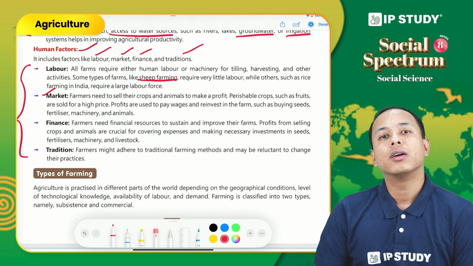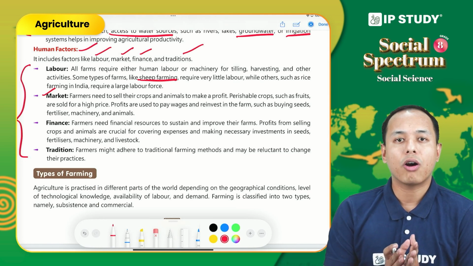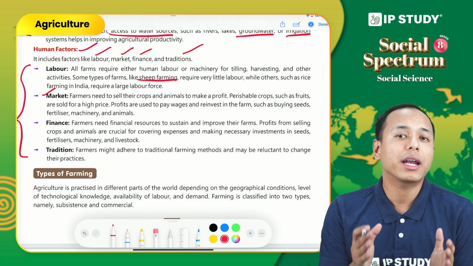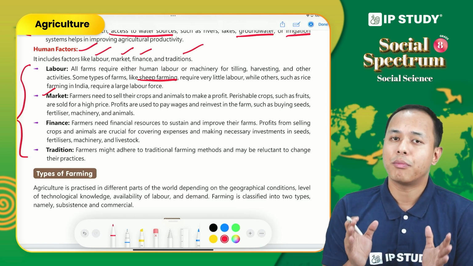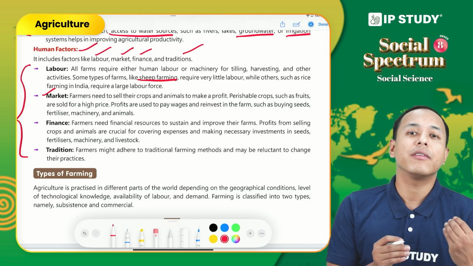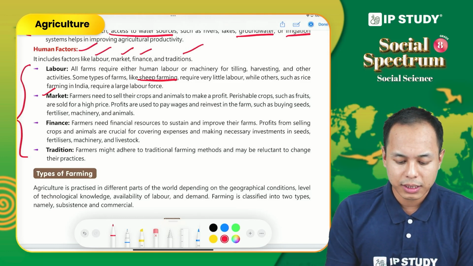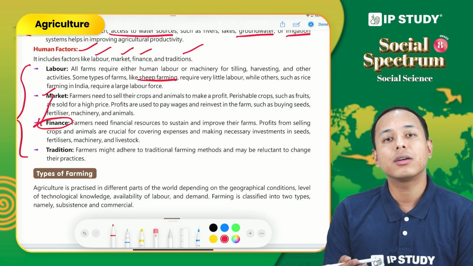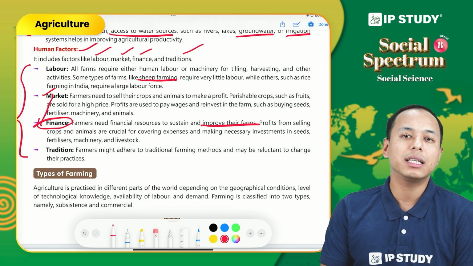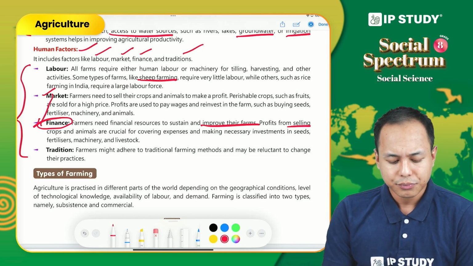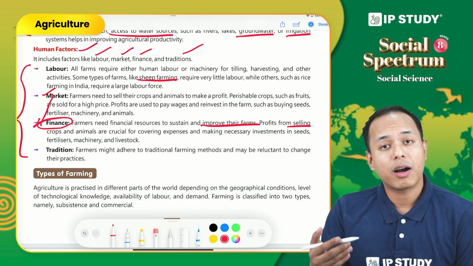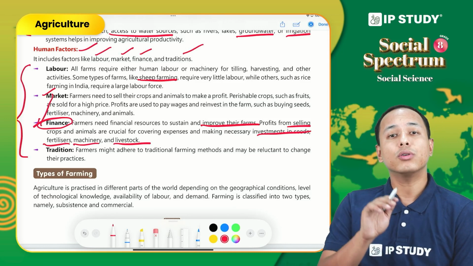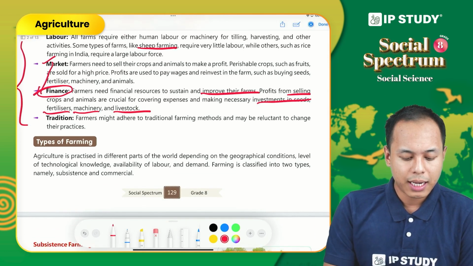Secondly, market. Once we cultivate a particular crop, it is possible that we get surplus. So we require a market to sell this surplus and earn profit, and the profit which we earn is again reinvested in the agriculture process. So this is related to finance. The profit which we generate is required to improve the farm and sustain the process, because the profit which the farmer gains is again reinvested in seeds, fertilizer, machinery and lifestyle. So the cycle continues. Okay, and lastly, tradition.